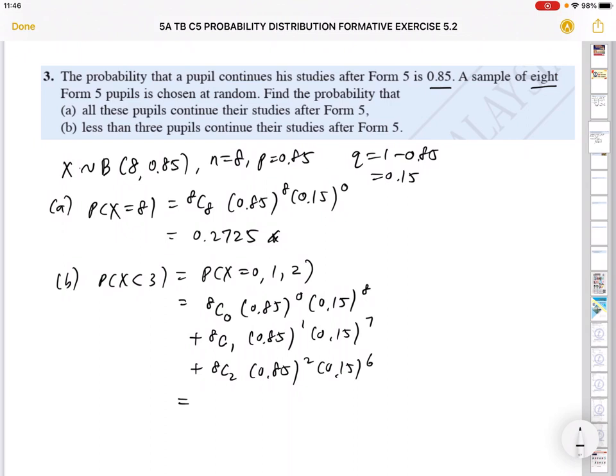Now this is a very small number. If you write in standard form, it will be 2.423 times 10 power negative 4, or you can write 0.0002423. As a guideline, always give your answer correct to 4 significant figures, right? Okay, so that is number 3. Moving on to number 4.